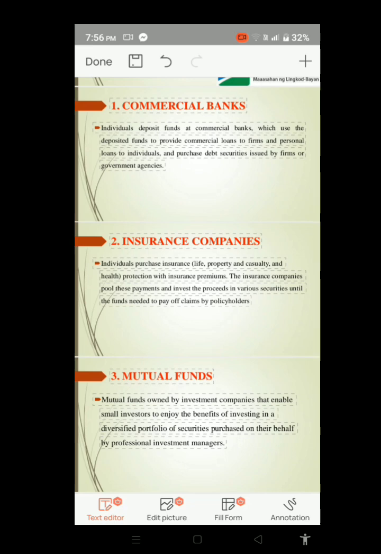Insurance companies: individuals purchase insurance for life, property and casualty, and health protection with insurance premiums. The insurance companies pool these payments and invest the proceeds in various securities until the funds are needed to pay off claims by policy holders. Mutual funds are owned by investment companies that enable small investors to enjoy the benefits of investing in a diversified portfolio of securities purchased on their behalf by professional investment managers.